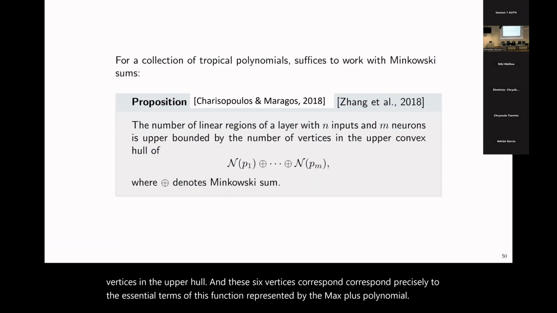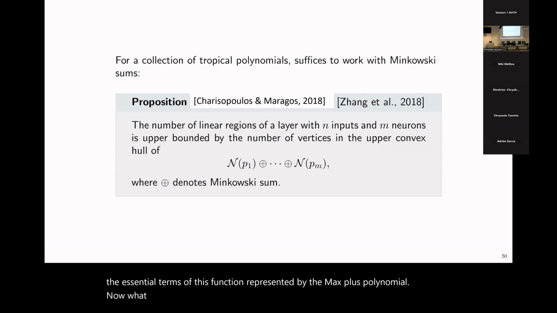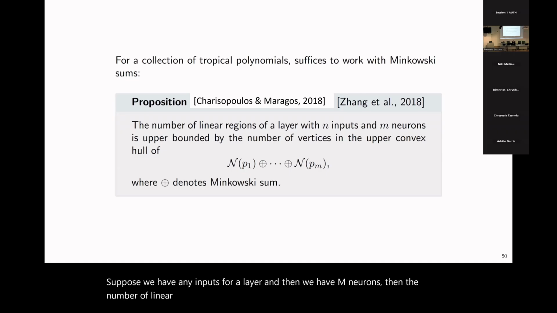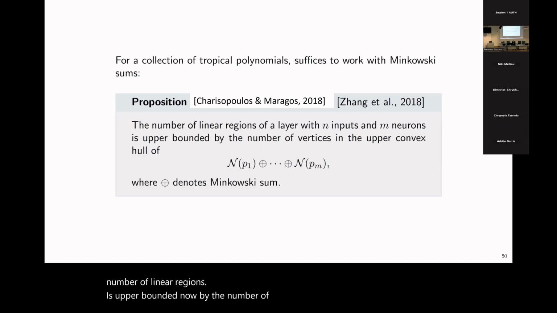Now, what happens if we have more than one output? Suppose we have n inputs for a layer, and then we have n neurons. Then the number of linear regions is upper bounded by the number of vertices in the upper convex hull.